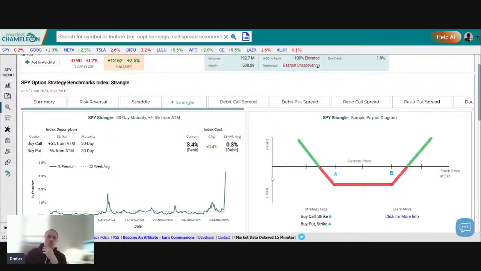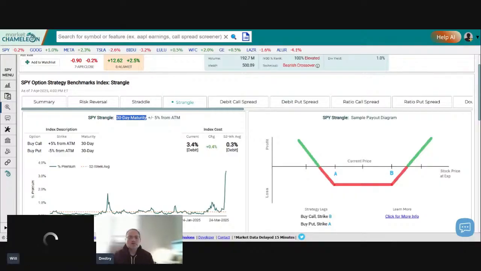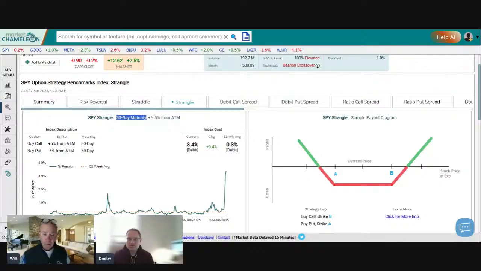Here we have some of these benchmarks that we could look at. The first one is a strangle that has a 30-day constant maturity. When we reference options, we need to give them a maturity, because an option with a date far out would have a different premium than an option with 5 days to go, because you have more days. So the premium there is different.